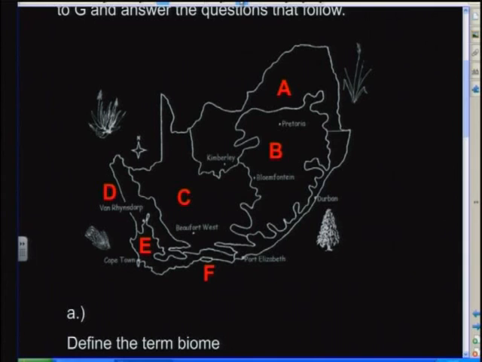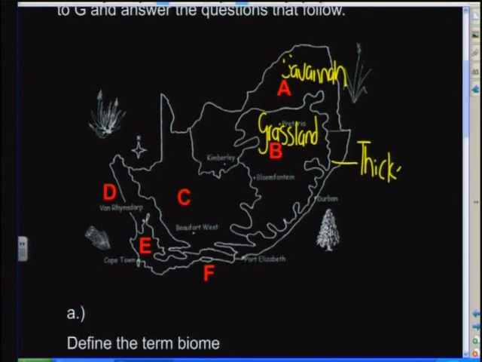So this one, savanna, our largest. Number B was our grassland. It's not labeled, but we'll label it just in case. Remember here, which is our thicket. Number F is our tiny little forest. F for forest, that was a nice giveaway. C for Nama Karoo.